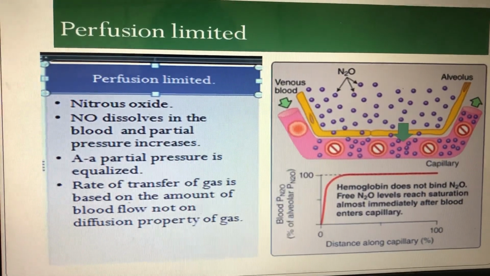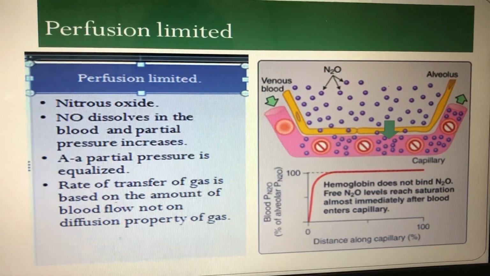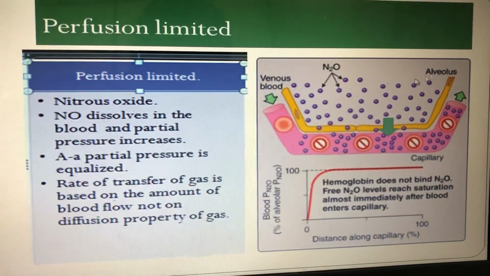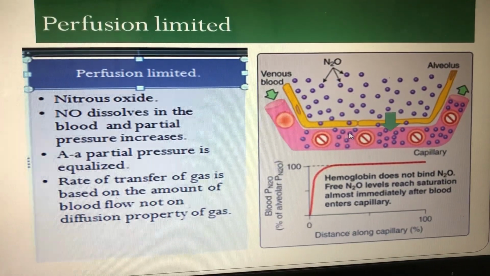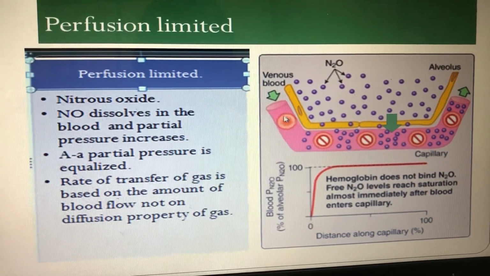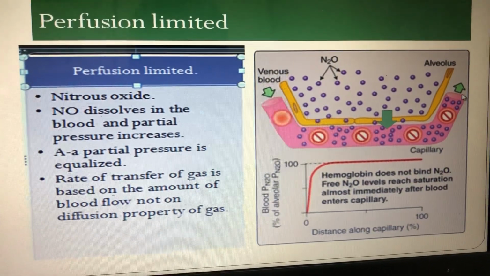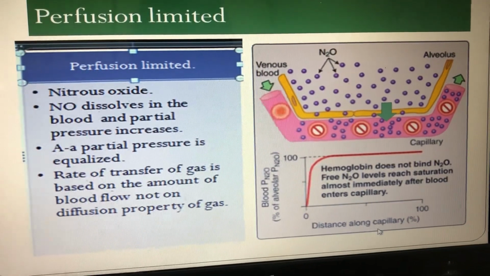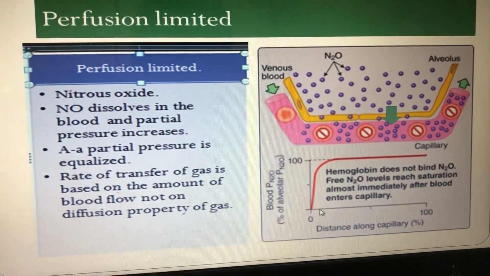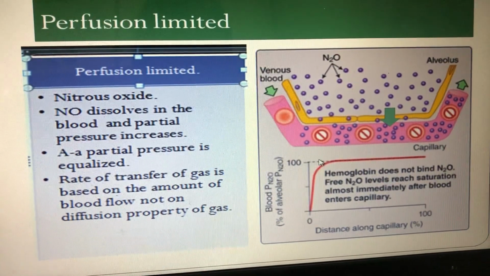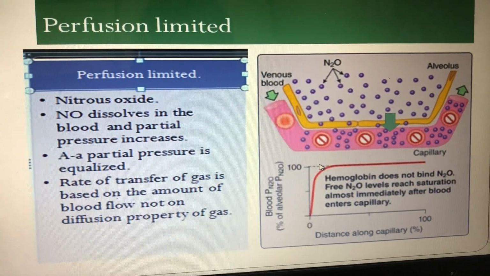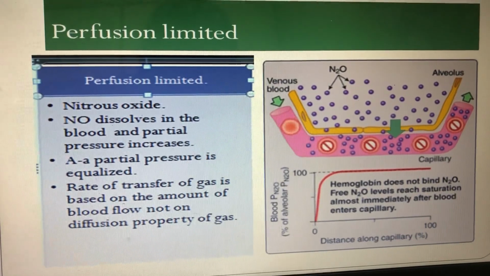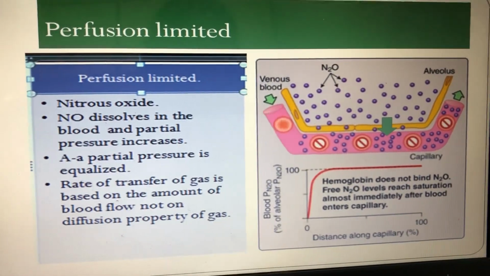When the partial pressure is increased, no further diffusion from the alveolus can take place. For further diffusion to happen, there should be fresh replenishment of the blood. If there is fresh replenishment of the blood, more and more nitrous oxide can come here. There is a graph showing the same thing, distance along the capillary. Similarly, like oxygen, when it reaches almost one third of the capillary, nitrous oxide becomes 100% saturated. So this kind is called perfusion limited.